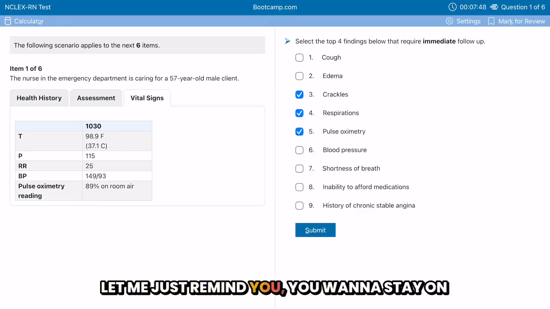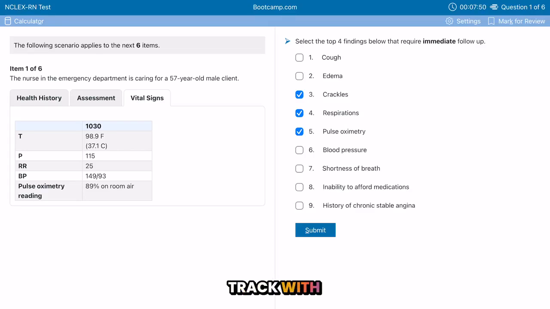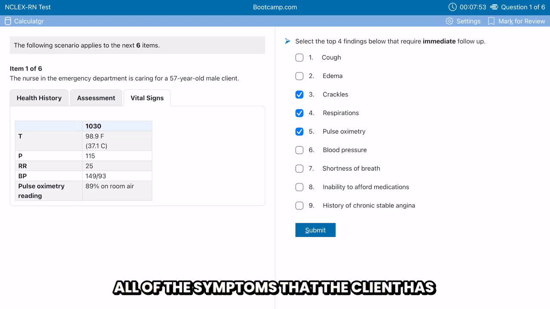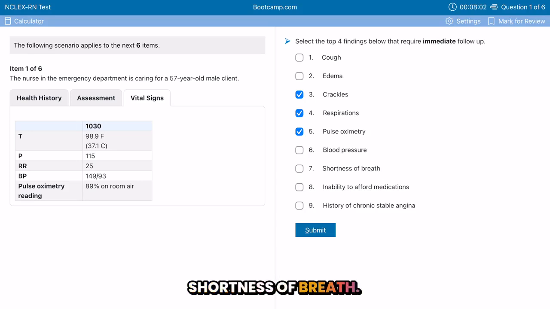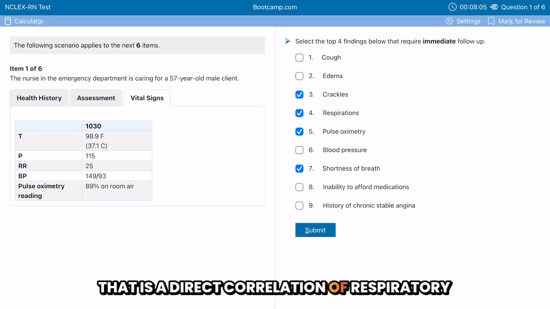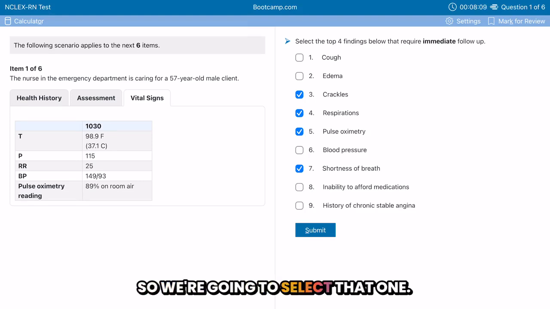Let me just remind you, you want to stay on track with where the question is leading. All of the symptoms that the client has been complaining about are respiratory related. That blood pressure does not correlate to the respiratory system. Therefore, we're not going to select it. Shortness of breath. That is a direct correlation of respiratory issues. So we're going to select that one.